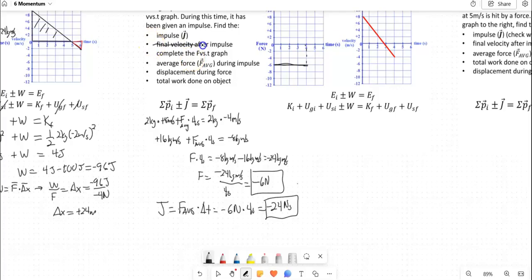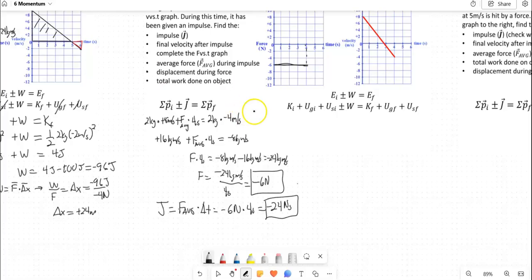We don't need to find the final velocity after the impulse because that is given, but I suppose you could just write that down. And we completed our force versus time graph and the average force. So now we could solve for the displacement. Again, there's a lot of ways to do this.